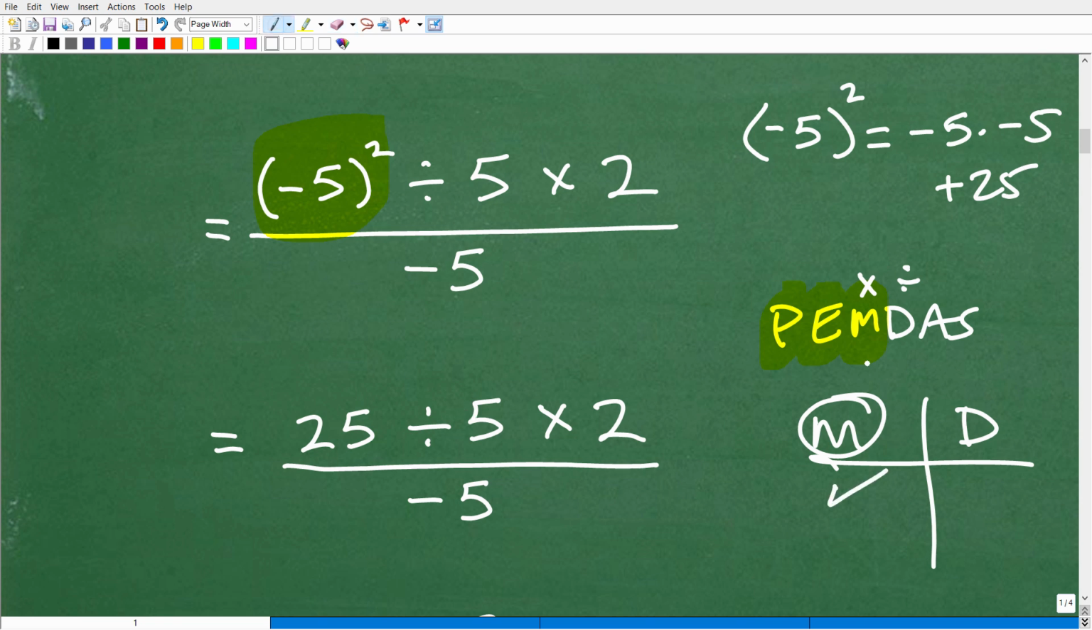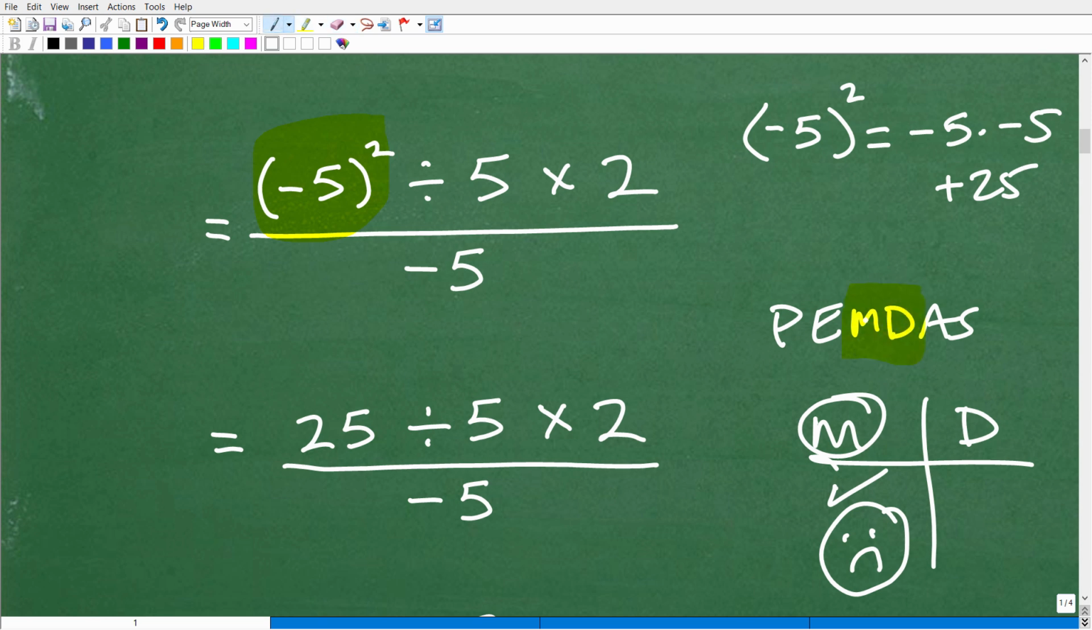So if you voted, well, listen, we need to do the M first because that's what PEMDAS says. If you said that, unfortunately, I got to give you a little sad face, okay? That is not the case, okay? This is one of the biggest misunderstandings with PEMDAS. Let's talk about this right now to clear up any confusion.